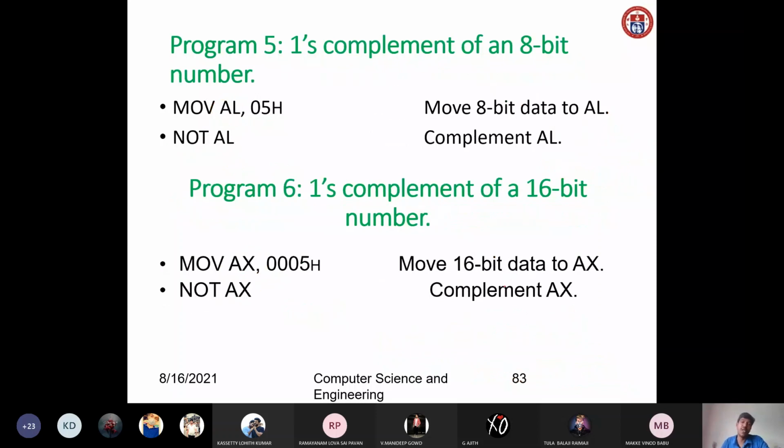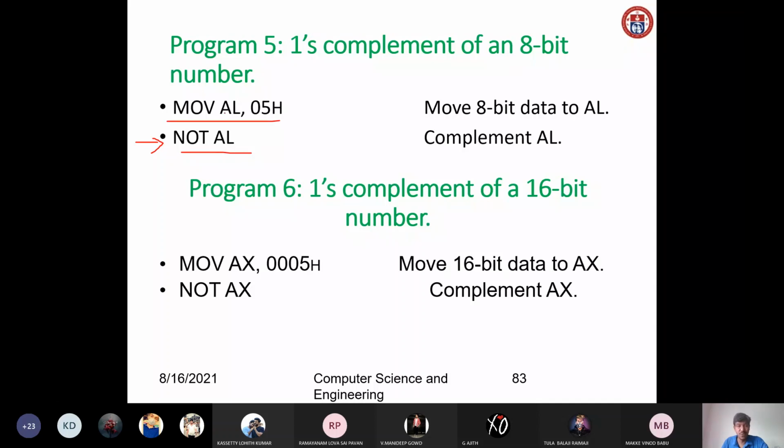And next one, how to take the ones complement of an 8-bit number. What does ones complement mean? It is simply a negation. Suppose if it is 0 it becomes 1, and if it is 1 it becomes 0. So here we are using the bit manipulation instruction. The first one is a data transfer instruction and the second instruction is a bit manipulation instruction. In bit manipulation we have AND, OR, NOT and XOR. So our program is to take the ones complement of an 8-bit number.